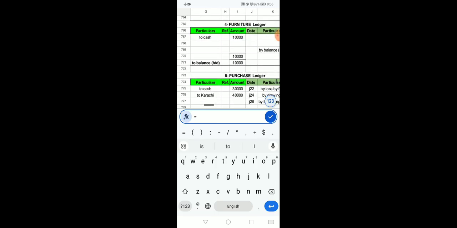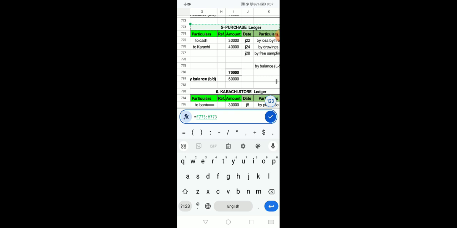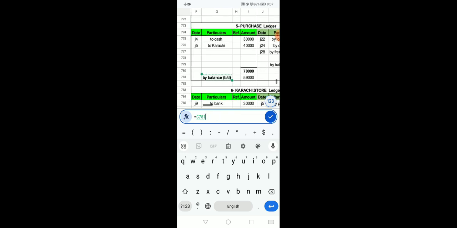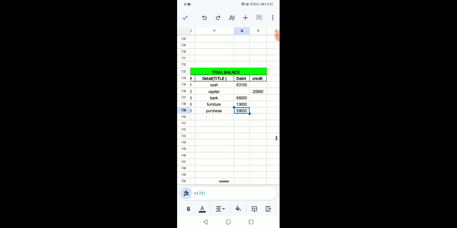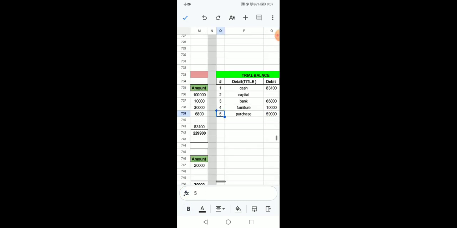We are making what? Purchase ledger. See where this balance is brought down. That is debit side. Balance is 59,000. So you have chosen the debit side and written the balance which has been brought down. Ledger number 5 is completed.